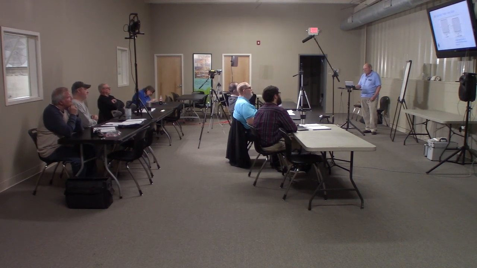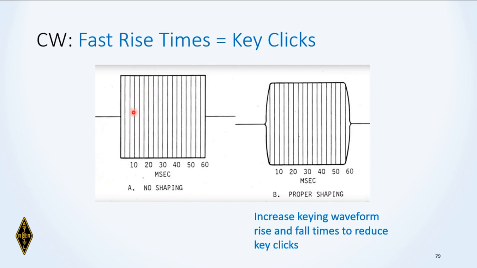So a square wave is very rich in harmonics. And what would happen if you actually transmitted something like this, where you had an extremely steep rise time, you'd be generating some splatter, which would be heard as key clicks on the receiver. So if we can shape that, if we can make the rise time take a little bit longer, we can round out those corners and avoid those harmonics that get generated from the extremely steep skirts.